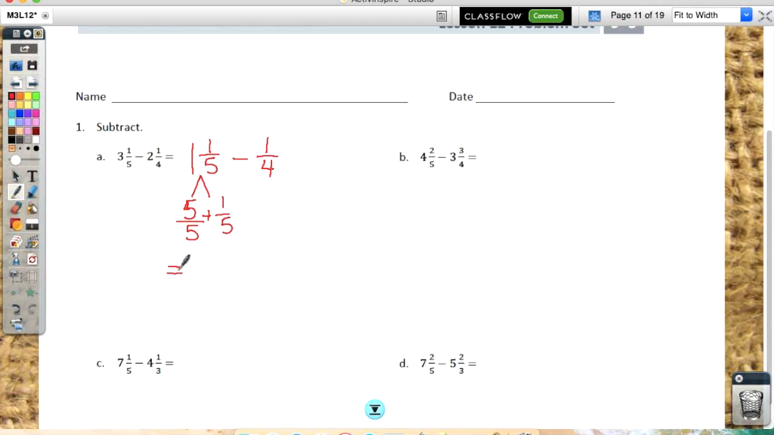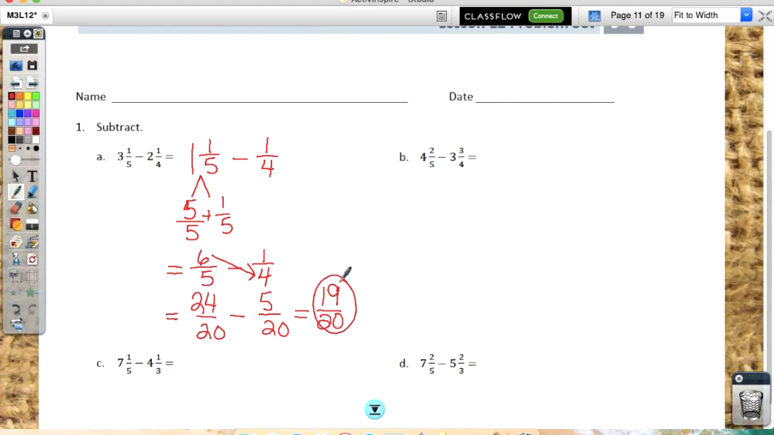So now my 1 is gone. And I've got 6/5 minus 1/4. Now I can subtract. What's my common denominator for 5 and 4? 24. And Mrs. Lowry's trick? 6 times 4, 24, and 5 times 1, 5. And 24 minus 5, 19.